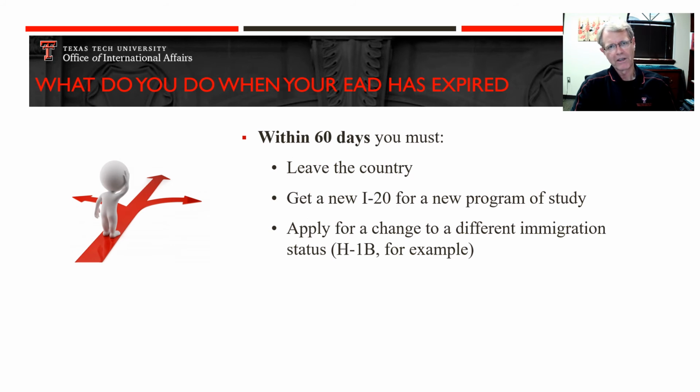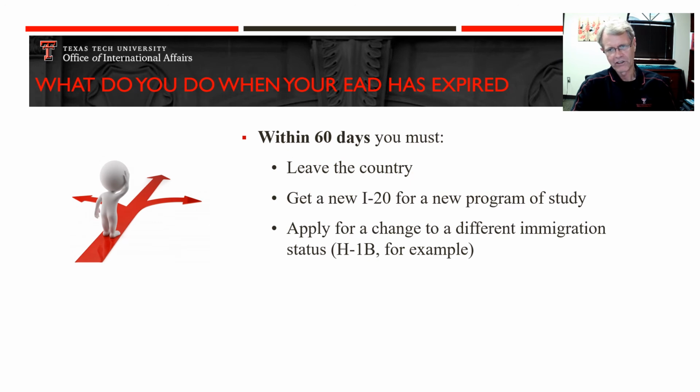Or you can apply for a change of status. Many of our students apply for OPT, and during their OPT, their employer sponsors them, and they work with their employer, and they send an application in for example, an H-1B work visa, and you apply for that change of status. You need to do that early, though, so you can apply for a different immigration status.